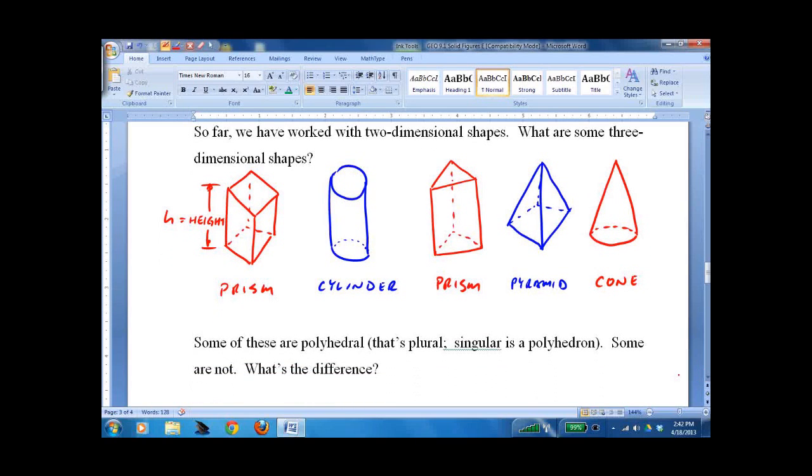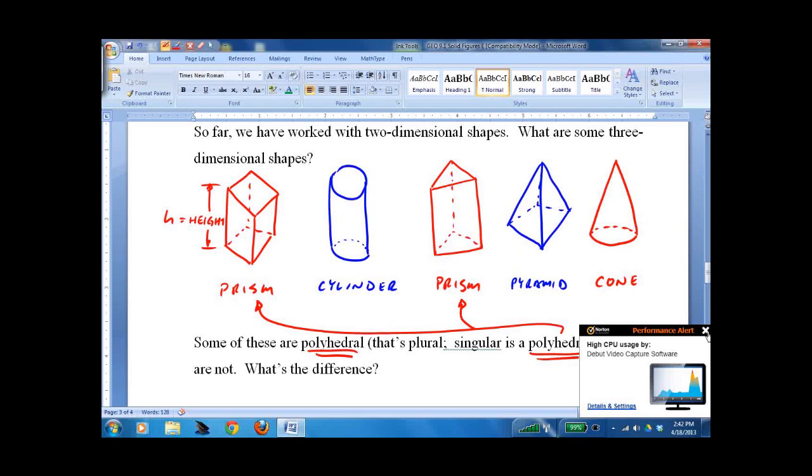Now the next question I ask is, which ones are polyhedrons? Singular is polyhedron, and that would be the prism and the pyramid. And those would be considered polyhedrons because they have no curves.